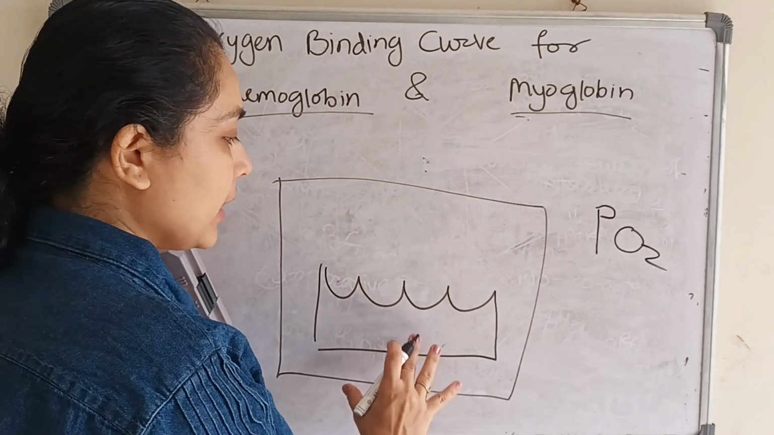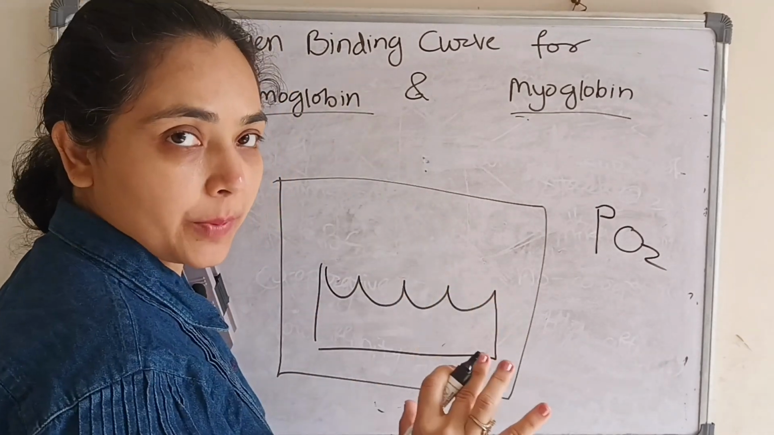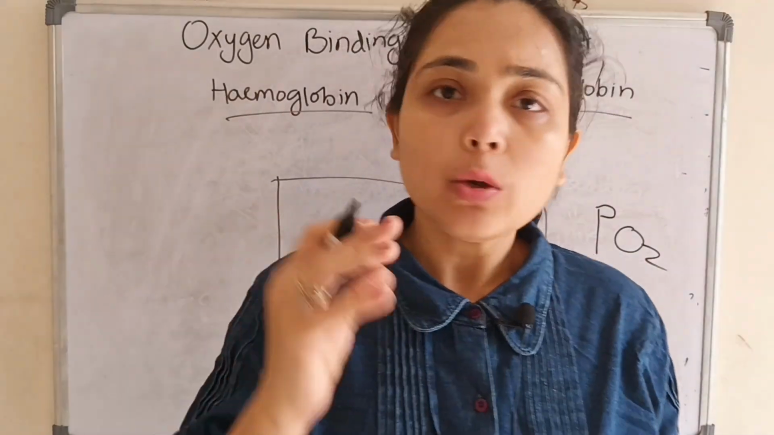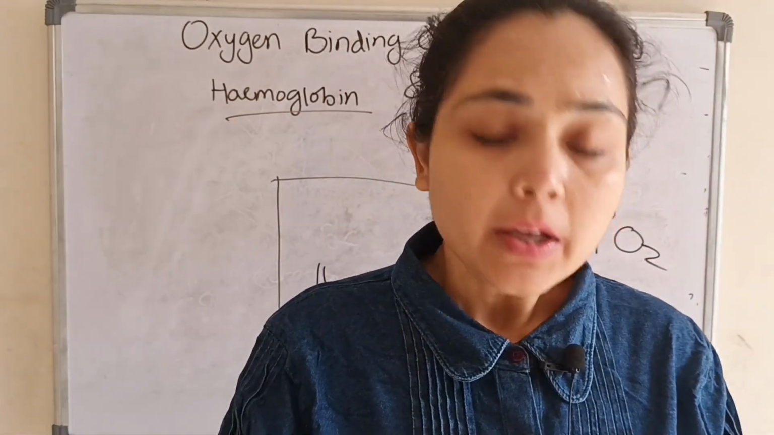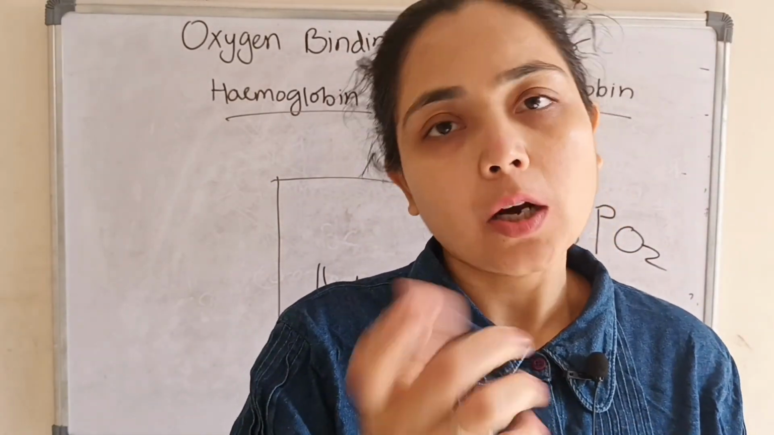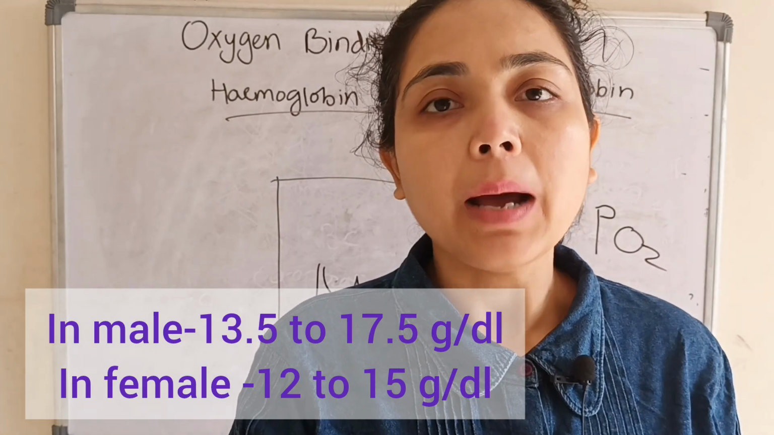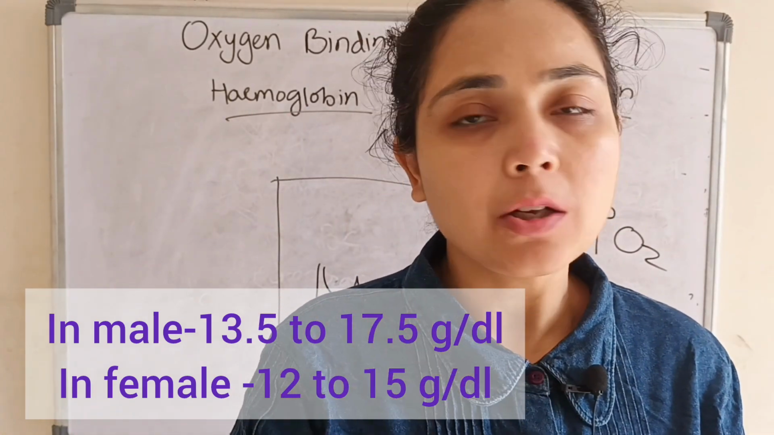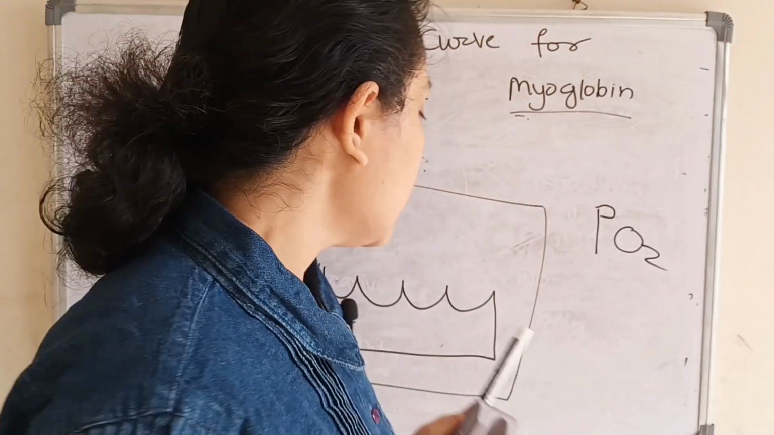Suppose this is a beaker where a mixture of hemoglobin is present. In our blood, in humans, we know the level of hemoglobin, right? For males it is around 15 gram per deciliter, and for females it is around 10 to 12. Females have lower hemoglobin as compared to males.